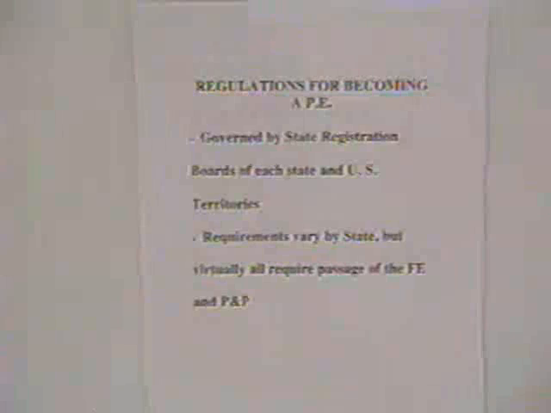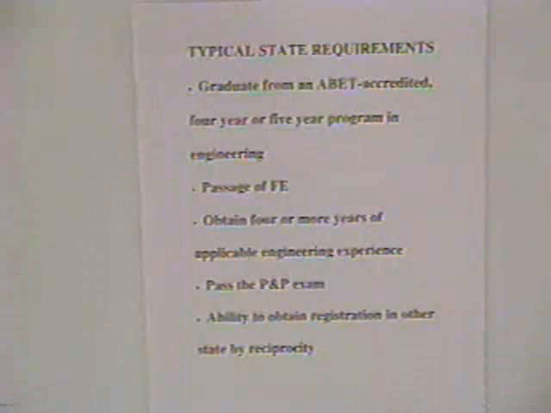As far as the regulations are concerned, the regulations for becoming a professional engineer are governed by the state registration boards of each state and the U.S. territories. The requirements do vary by state, but virtually all of the states require passage of two exams, the fundamentals exam and the principles and practices exam. So you have to check the regulations in your particular state to see what the requirements are, but I would just mention that the typical requirements, if there is such a thing as typical requirements, are that you need to graduate from an ABET accredited 4-year or 5-year program in engineering.